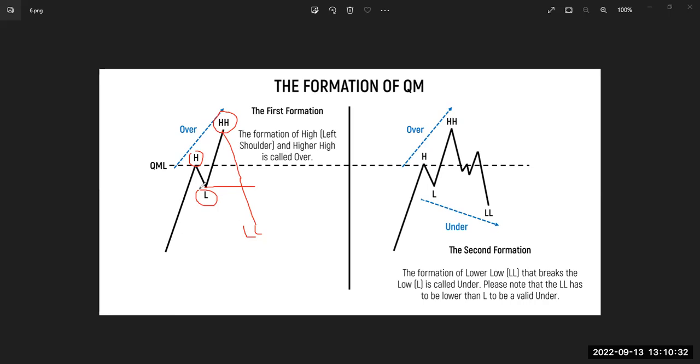So once you break this lower low, good and fine. So you look for your MPL zone to trade your Quasimodo setup. So guys, let's go. This is how you look for a Quasimodo on the chart. So follow the diagrams here.